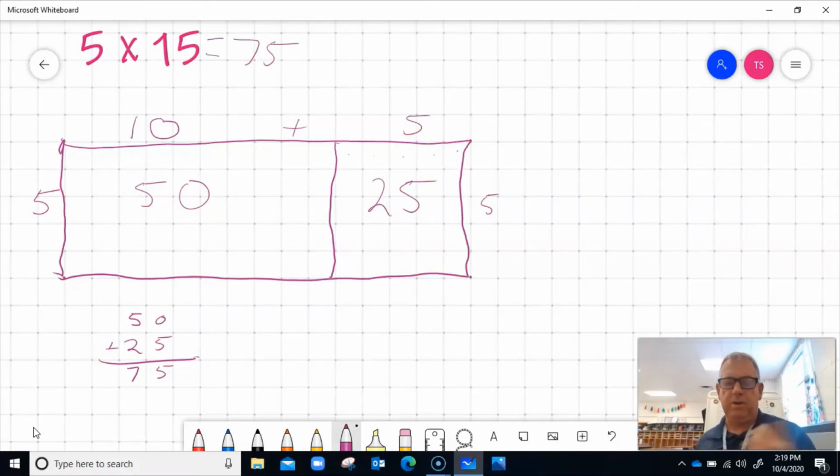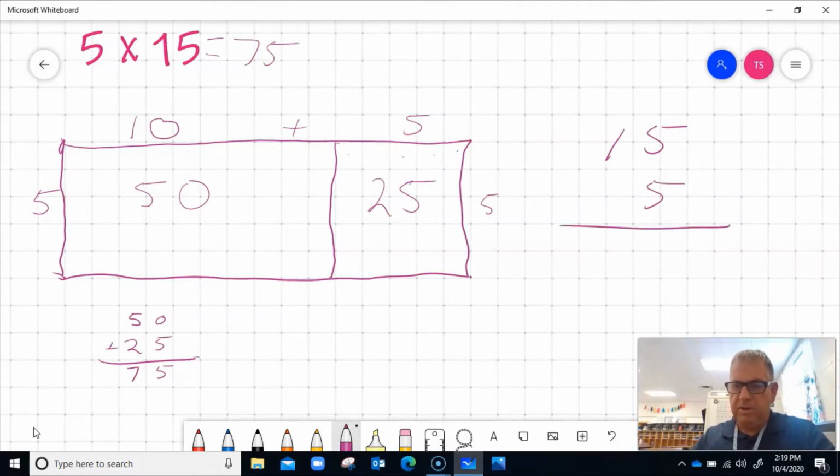I'll show you another way of doing it. I'll show you what we call the standard algorithm of doing multiplication problems. And we'll do that over here. I'll do it a little bit bigger. So I put the big number on top, 15 times 5. And I stack the numbers up like that. Not a plus, but a multiplication sign.